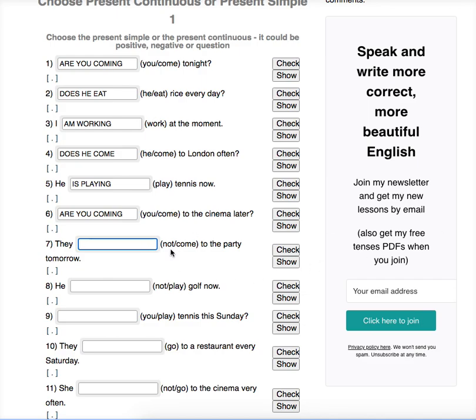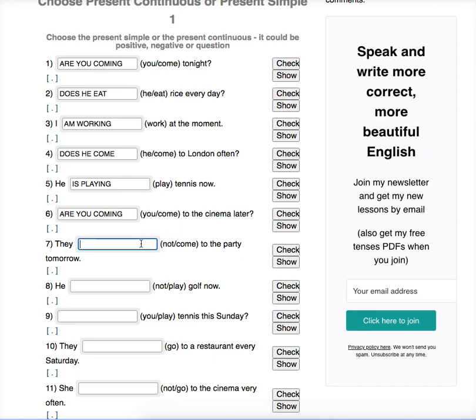So, my dear, the next one. They not come to the party tomorrow. Mira que tienes un tomorrow y tienes un not, así que es negativo. But tell me, tomorrow, is this simple or continuous, Sari? Okay, Miss, they are coming to the party tomorrow. Listo, estás bien porque es continuous, muy bien porque es continuous, pero te me volaste el not. This is in negative, ellos no van a venir.